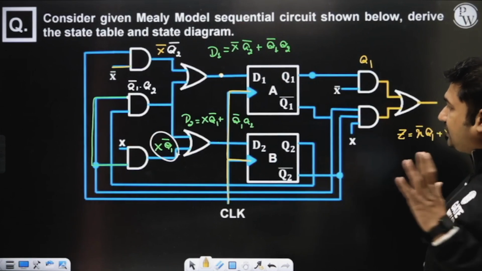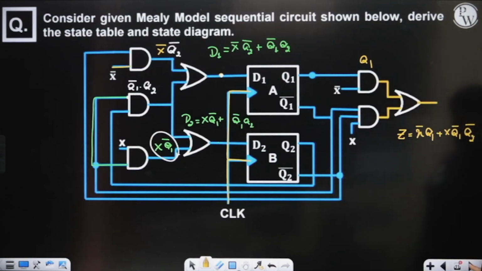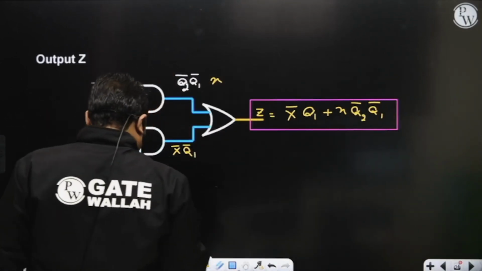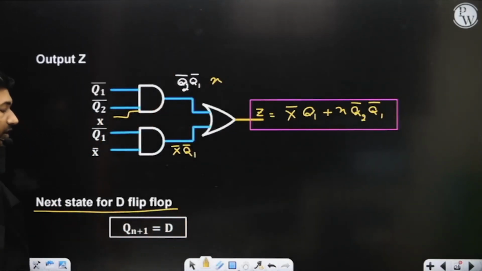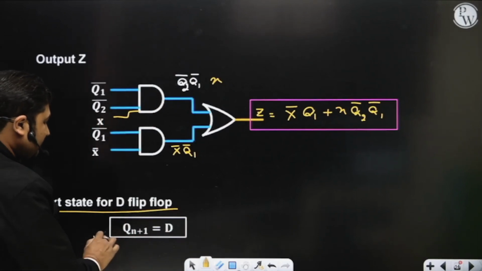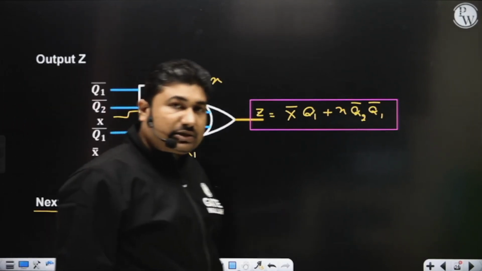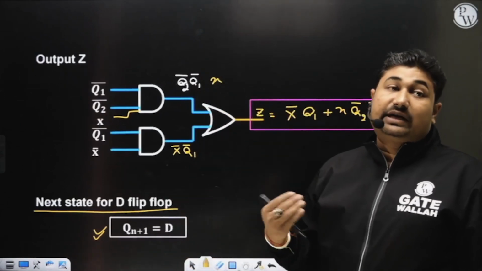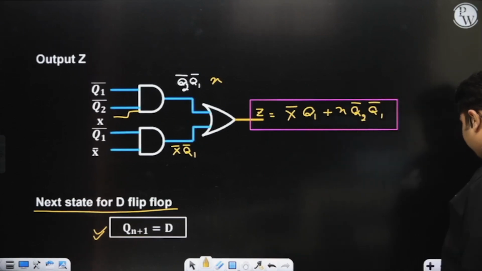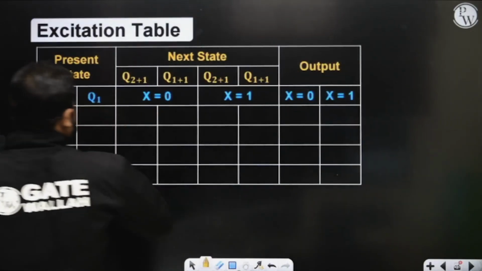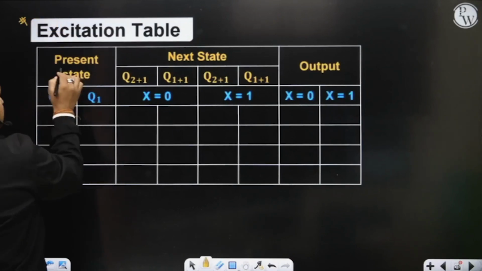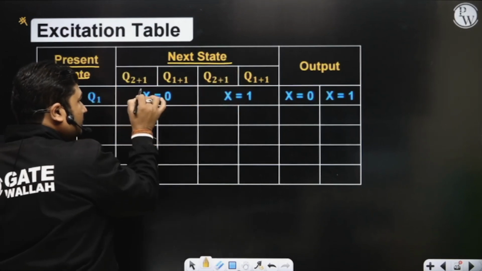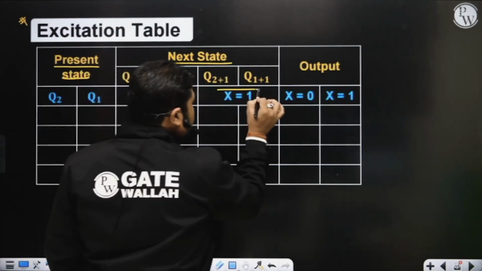Now we have the expressions of D1 and D2 as well as the expression of Z. Now we know about the D flip-flop. You need to remember the truth table of the D flip-flop. In the truth table of the D flip-flop, what is the next state? Qn plus 1 is equal to D only. In a D flip-flop, whatever the present input is, we get the same onto the next state. Yes, sir. Excitation table. The excitation table is the table between present state, next state with x equal to 0 or x equal to 1.